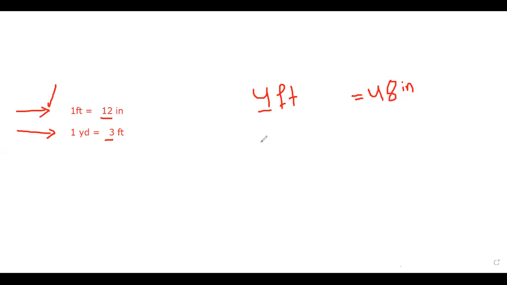Another example. Suppose I told you that I have 5 yards. Find that in feet. What would you do? The same thing. Yard with feet. So I will use what? The second one, right? Now I will use what? The number 3. That means I need to multiply 5 times 3. 5 times 3 equals 15. And that's it.